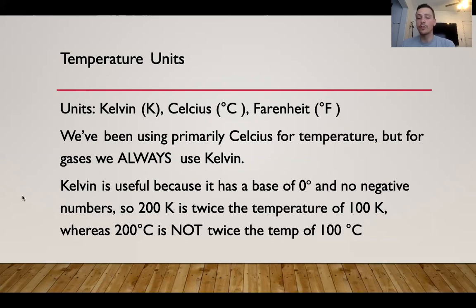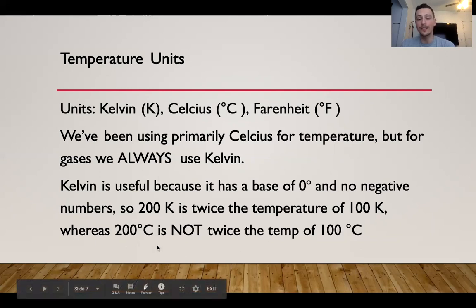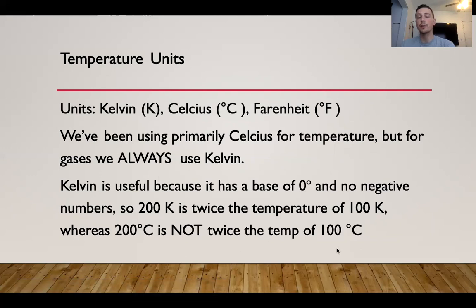So the relationship between 200 Kelvin and 100 Kelvin is actually twice the amount of temperature or heat energy that's there, whereas 200 degrees Celsius is not twice the actual temperature of 100 degrees Celsius. So we want that directly proportional relationship that we get by having a base 0 scale.